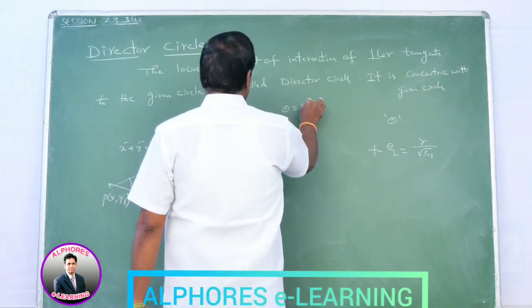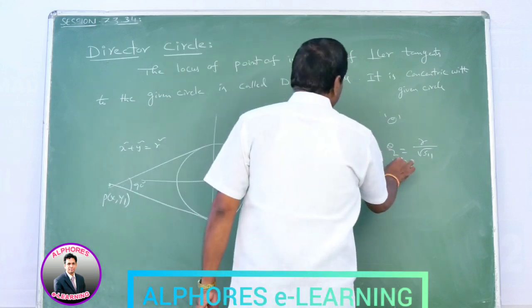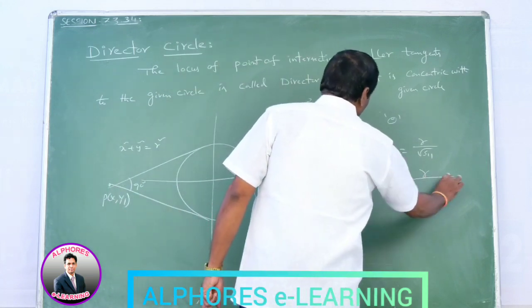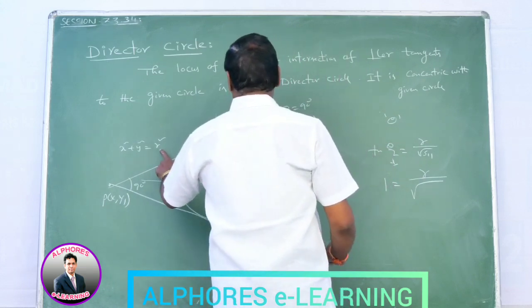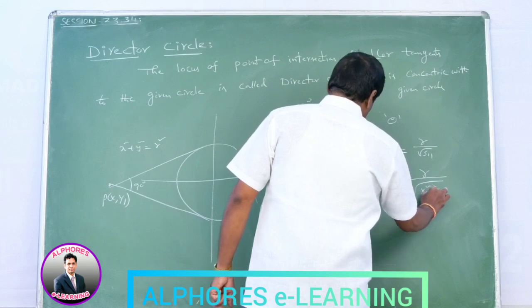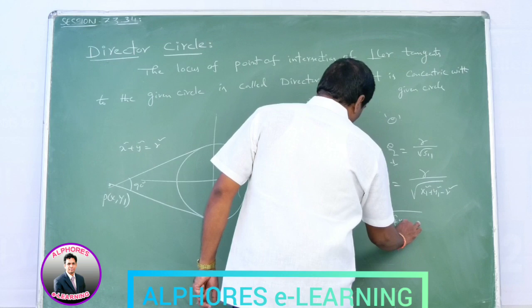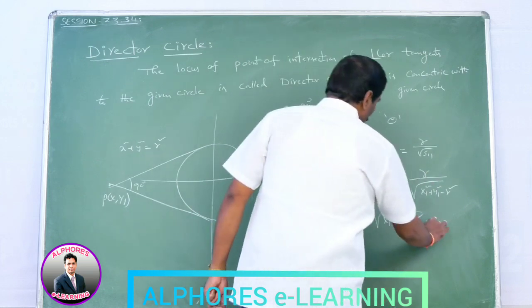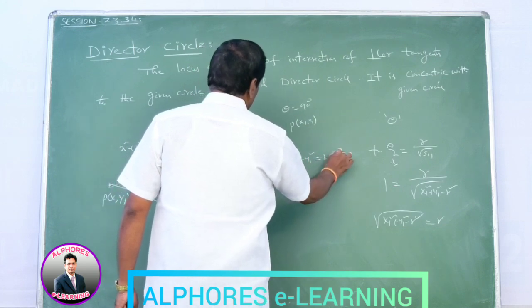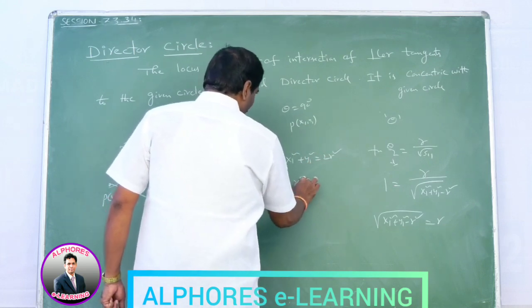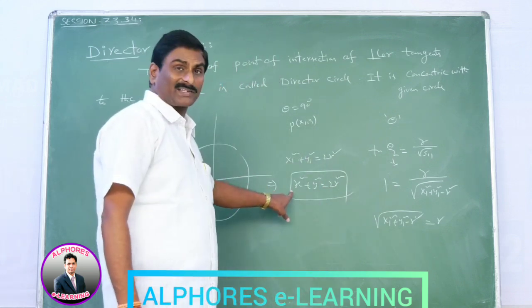Tan 90 by 2 means tan 45, which is 1. R by root S11: here the circle equation is x square plus y square is equal to r square, so S11 means x1 square plus y1 square minus r square. After cross multiplication it reduces to root of x1 square plus y1 square minus r square is equal to r. Squaring on both sides, x1 square plus y1 square is equal to 2r square. So the required locus is x square plus y square is equal to 2r square. It is the equation of the director circle.